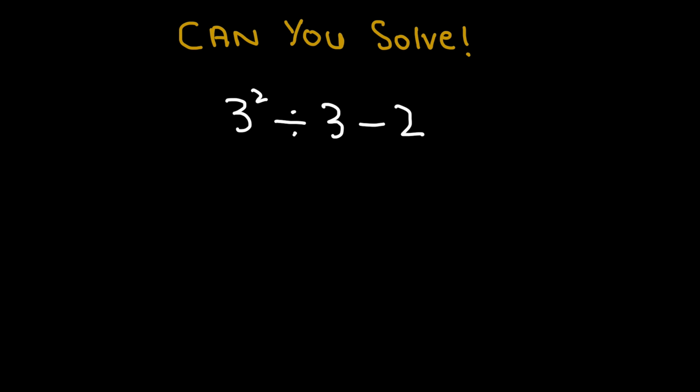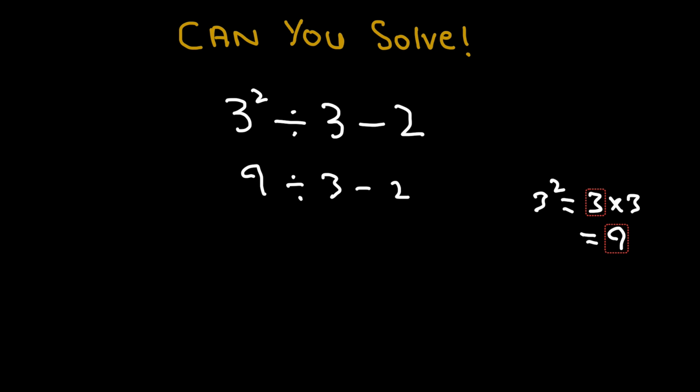Here you can see, can you solve this type of example? If you are not solving this type of example, please watch this complete video. Now in this video, first we simplify the exponent 3 power 2. It means 3 multiply 3 and we get the answer 9. Okay, so here we write 9 divide by 3 minus 2.